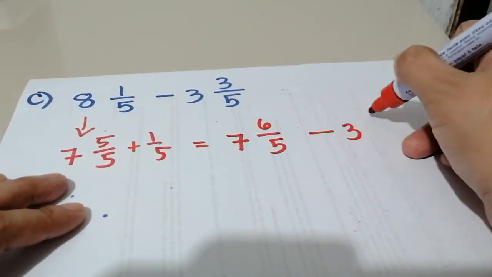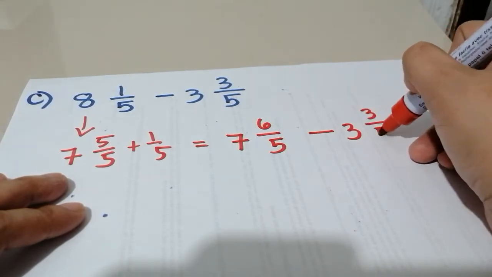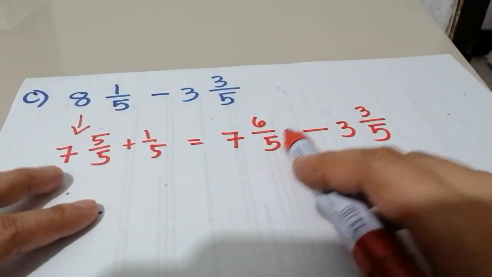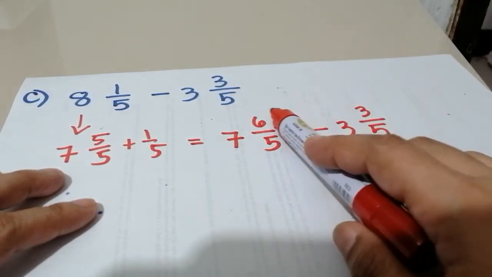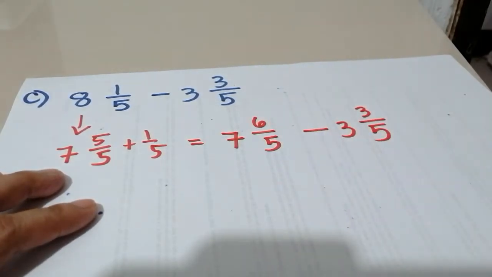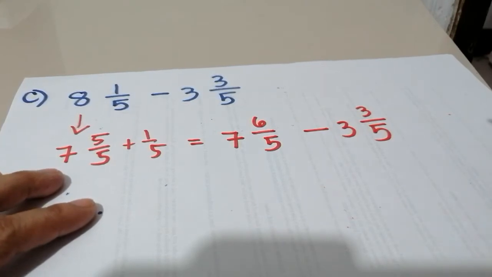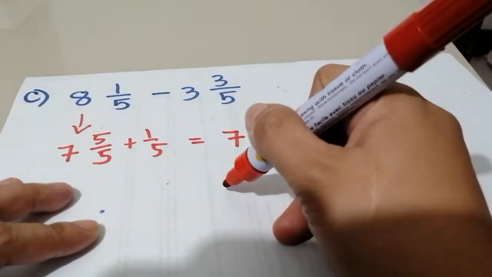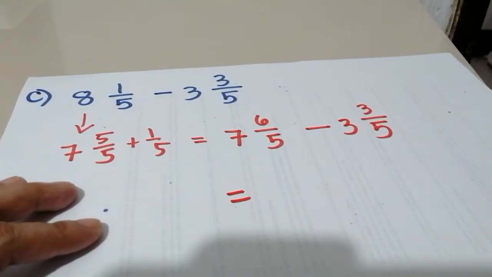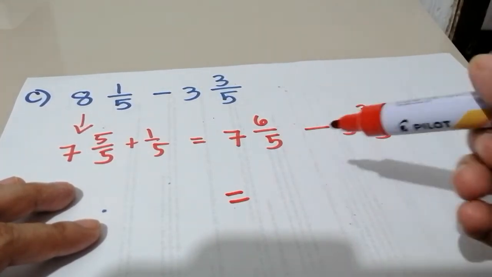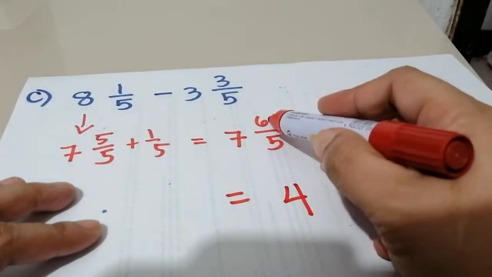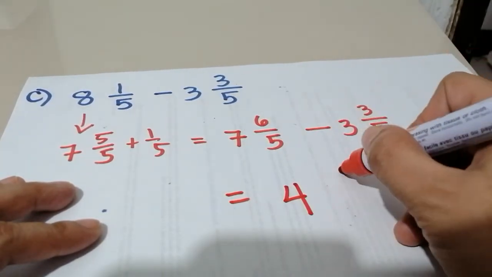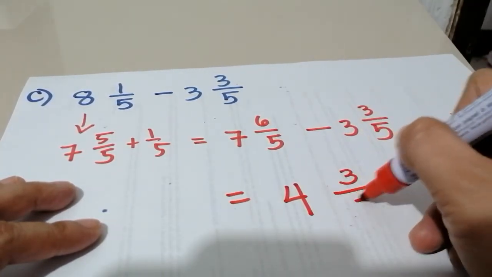Minus 3 and 3/5. So, as you can see here, pwede nang masubtract ang 6 minus 3 dahil yung 6 ay mas malaki na sa 3. So, possible na yon. Okay? At dahil doon, we can now continue subtracting. So, 7 minus 3, that will be 4. And then 6 minus 3, that will be 3 over 5.